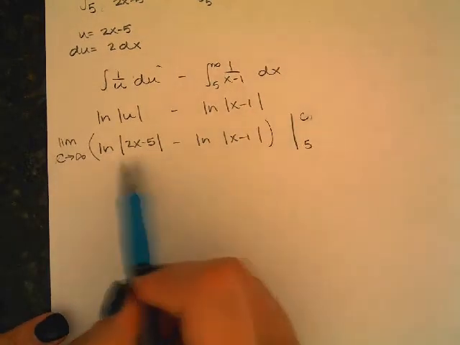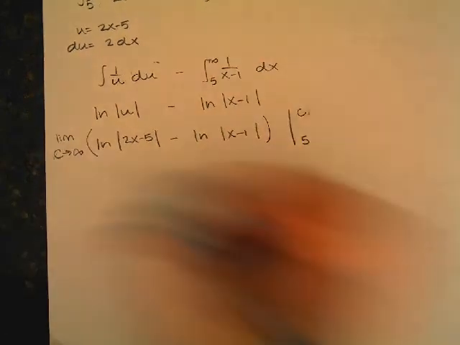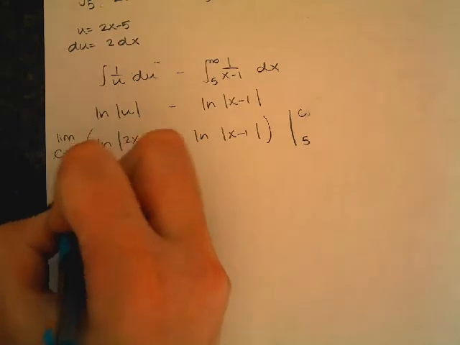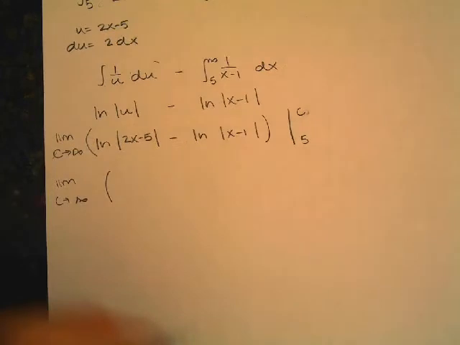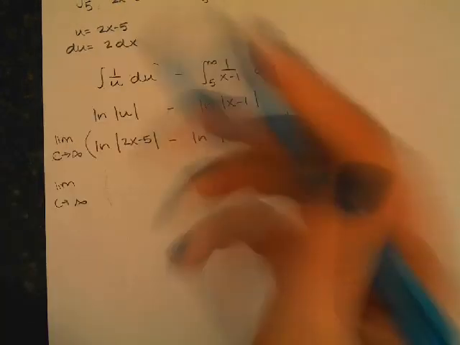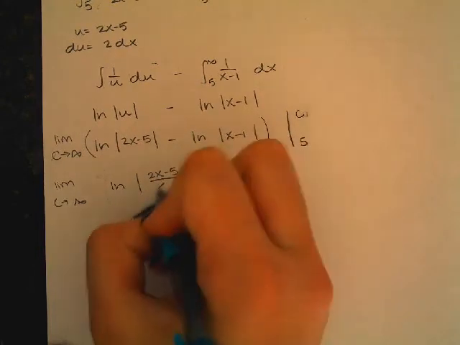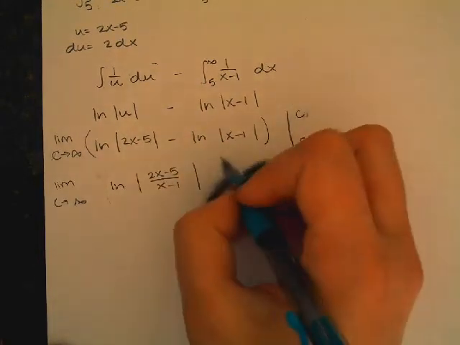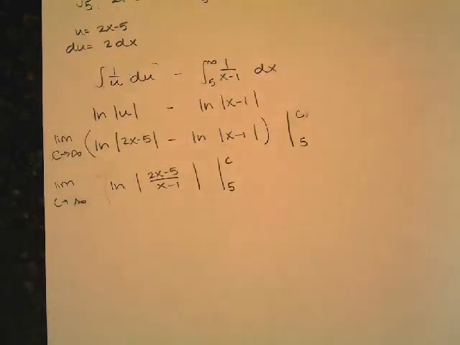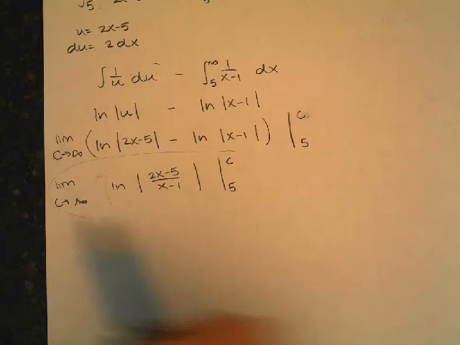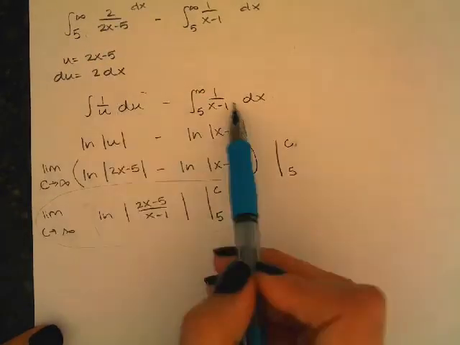If you guys recall the property of logs, anytime you have two logs and you're subtracting them, that's actually a division problem. So I've got the limit as c goes to infinity of ln, and then I've got 2x minus 5 over x minus 1, and that's going to be evaluated from 5 to c. This right here is not your final answer, we're not done yet, but this is the reason that I did not evaluate these separately.